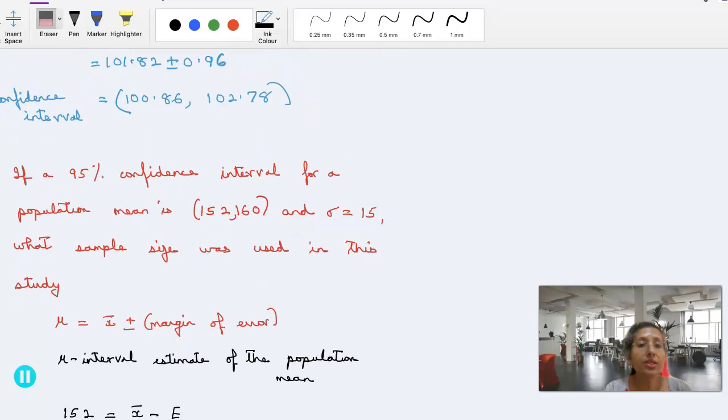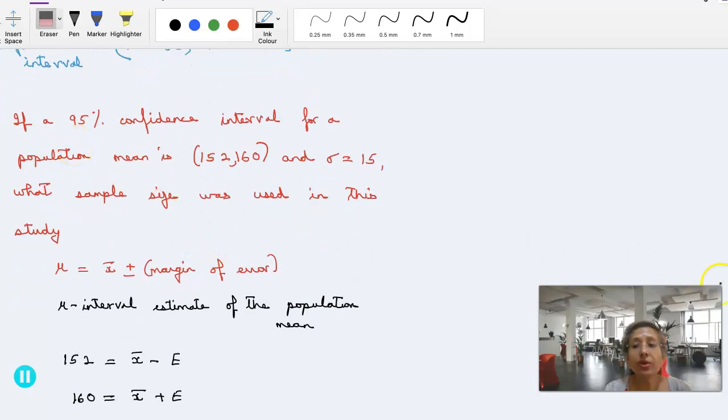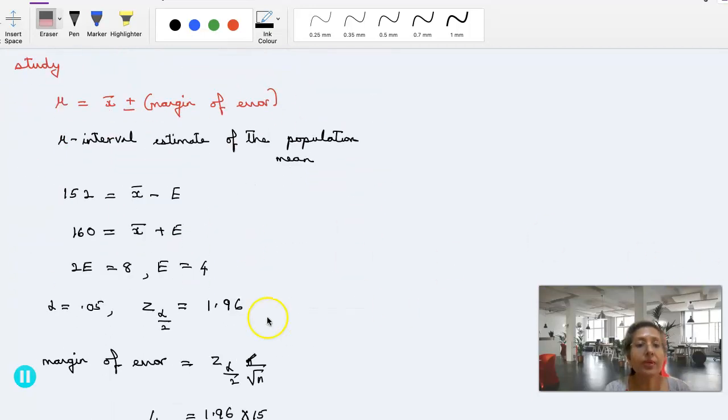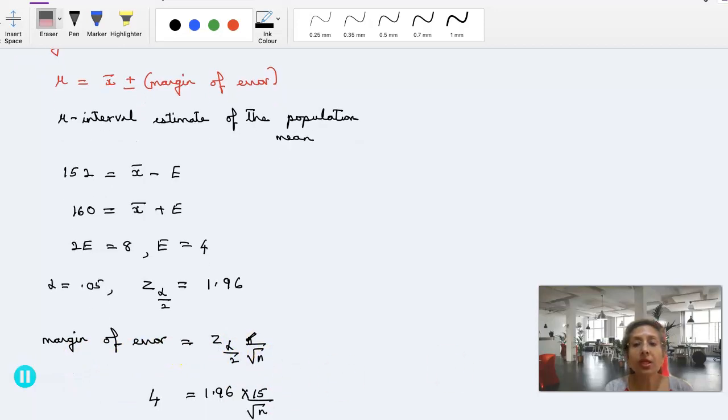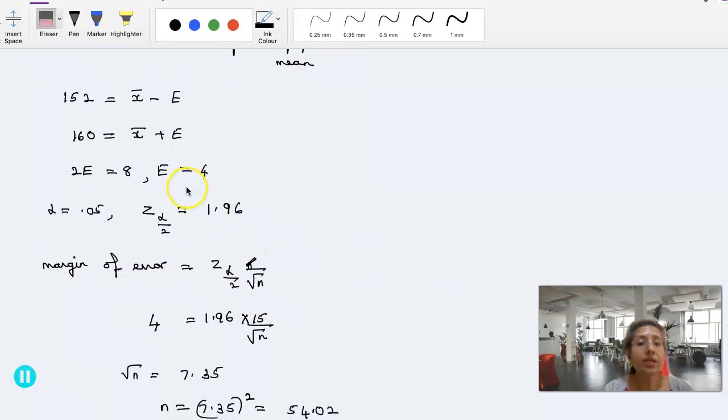Now what is z? Alpha is 0.05, so z alpha by 2, as we saw in the previous problem, is 1.96, and margin of error is given by z alpha by 2 into sigma by root n. So e is 4 here, 4 equals 1.96 into sigma, and coming to the question, sigma is 15.